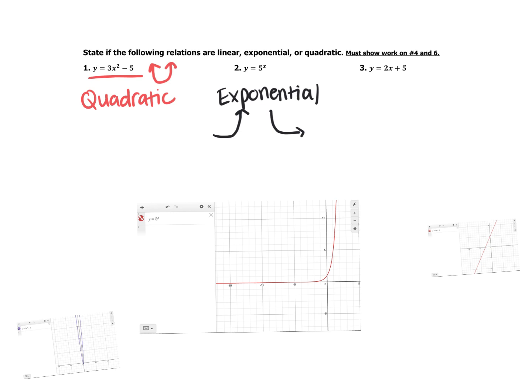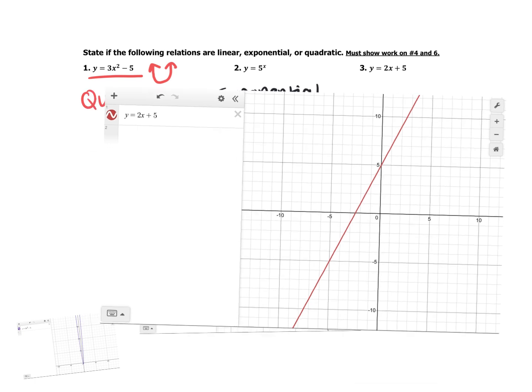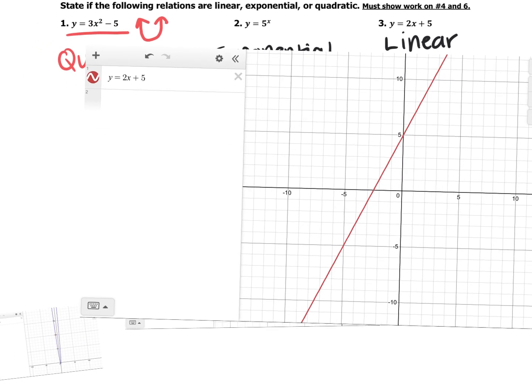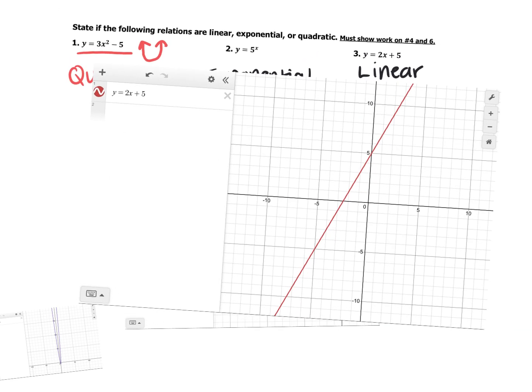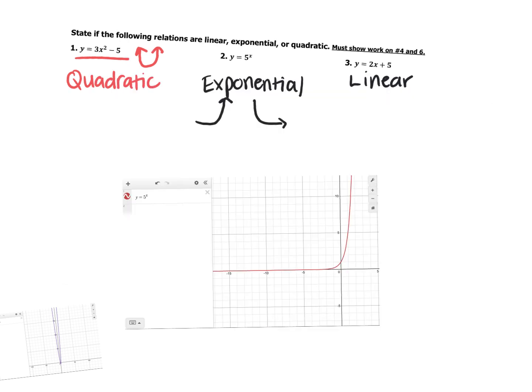And then our third and final graph, y equals 2x plus 5. If I type that into Desmos, I get a straight line. So this one is linear. A linear graph has a straight line. Now, this case was a positive one, but sometimes they can also be negative.